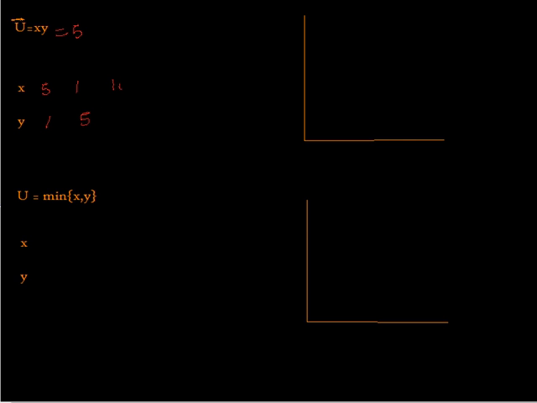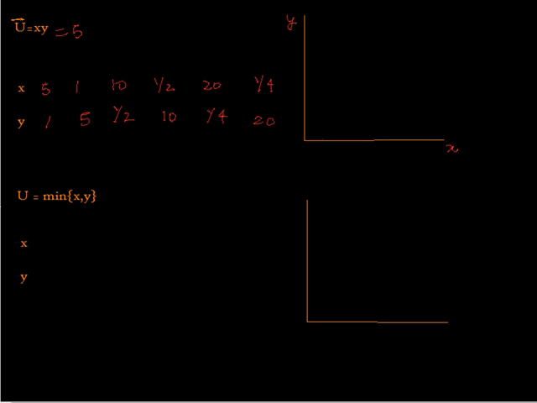If x is equal to 10, then y should be half. If x is equal to half, then y should be 10. If x is 20, then y should be 1 by 4. If x is 1 by 4, then y is 20. So all of these combinations of x and y are giving you utility equal to 5.